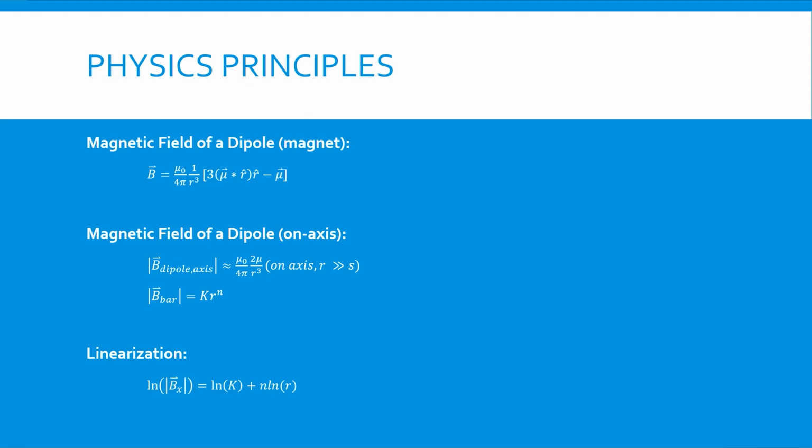The primary physics principle for this lab is the Biot-Savart law for the field of a magnetic dipole. The second equation is an approximation for the magnetic field on the axis of the dipole when the distance to the observation location is assumed to be much greater than the distance between the poles of the dipole. Additionally, there is also the relationship between the magnetic field and the distance away from the bar magnet. The last linearization formula plots the natural log of the magnetic field versus the natural log of r.